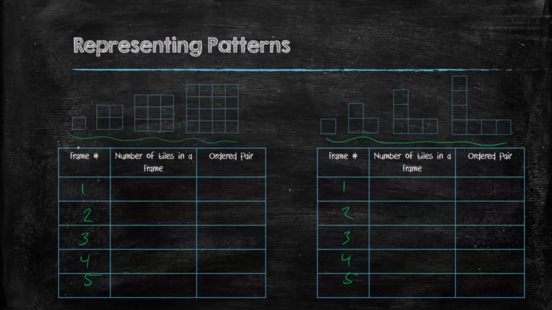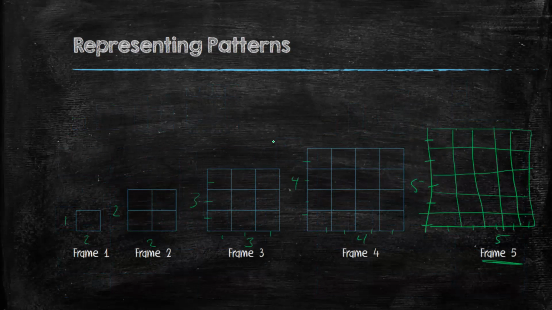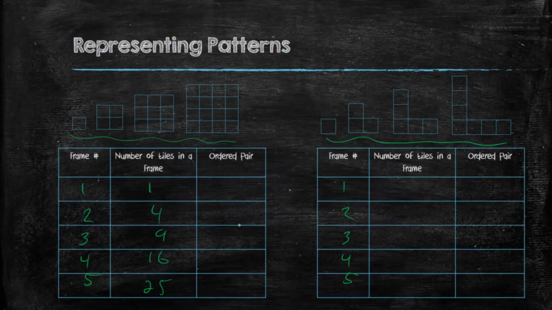Number of tiles in frame 1. Well, number of tiles, 1. Number of tiles in frame 2, 4, 9, 16. Frame 5, I don't have with me here, but I could tell you it's 25 because the pattern will show us it's 5 by 5. In fact, if I go back and I count, it should be 25. 1, 2, 3, 4, 5, 6, 7, 8, 9, 10, 11, 12, 13, 14, 15, 16, 17, 18, 19, 20, 1, 2, 3, 4, 5. 25 because it's a 5 by 5 grid. Okay, so it's obviously 25.